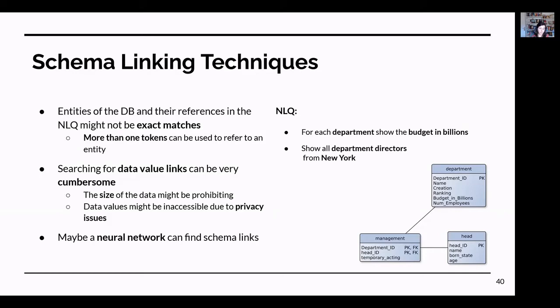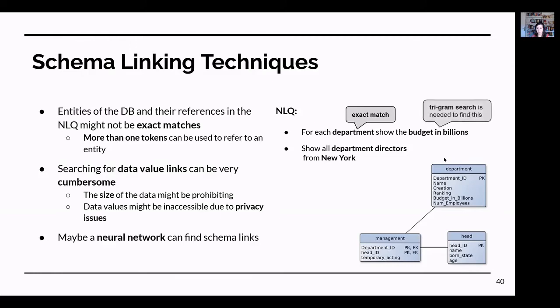And for the purpose of our discussion now, we are using a different example. So we have 2 queries. For each department, show the budget in billions, and show all department directors from New York. Now, we have different cases of schema linking that require different approaches. Let's take an example here, the department. The department is actually a case of an exact match, and that can be very easily mapped to the underlying table department through a simple index, for example.